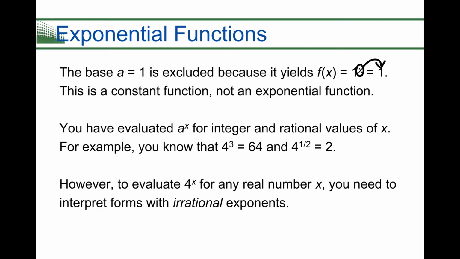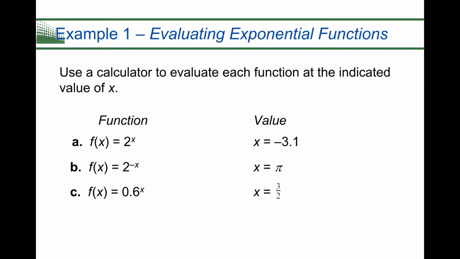We have evaluated a to the x for integer and rational values of x. So for example, you know that 4 cubed is 64. And 4 to the 1/2, which we could also say is the square root of 4, is 2. However, to evaluate 4 to the x for any real number x, you need to interpret forms with irrational exponents. So let's first get familiar with our calculator.